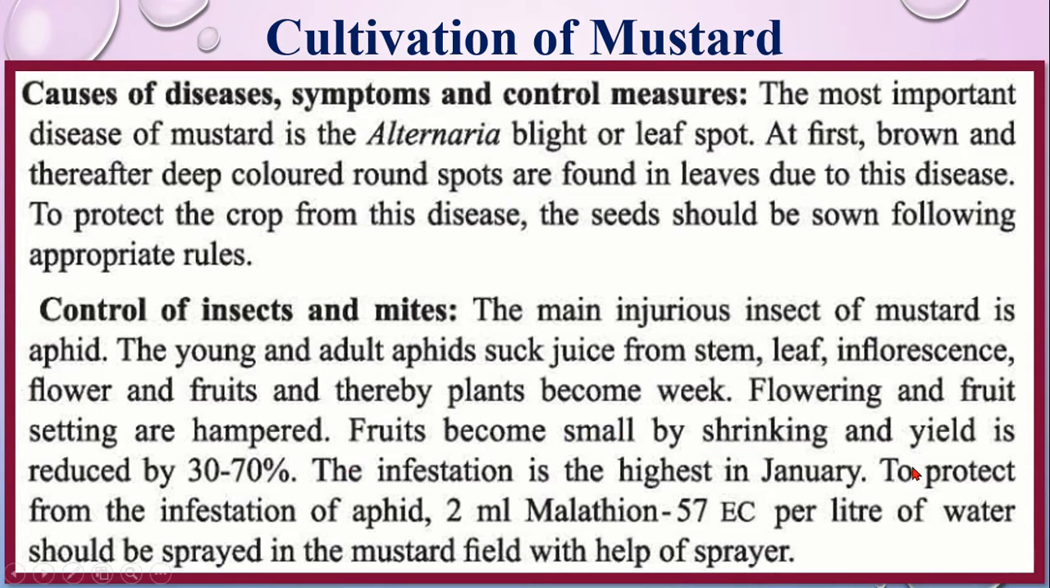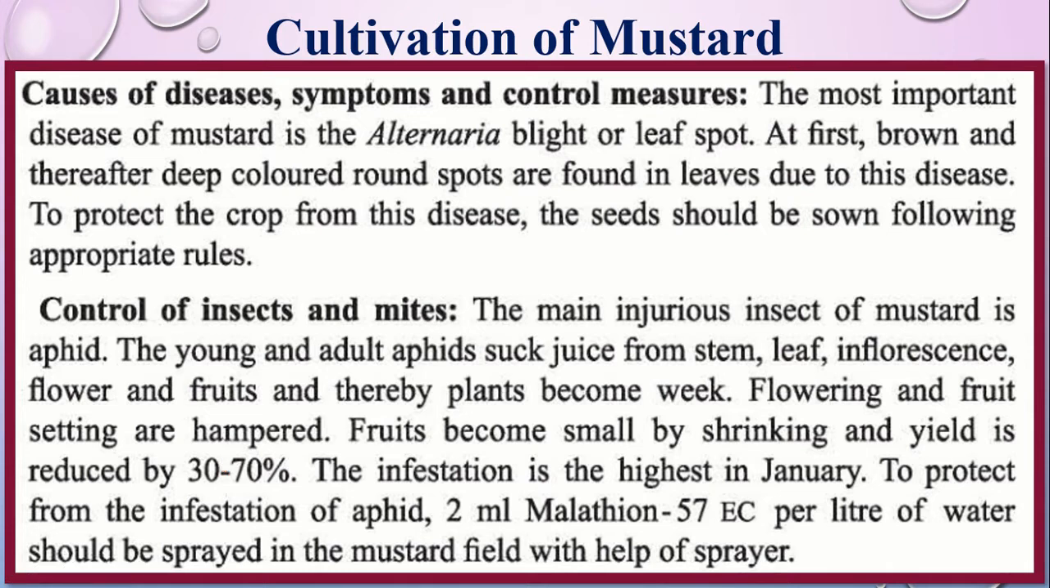So flowering and fruit settings are hampered. Fruits become small and shrink, and production will decrease by 30 to 70%. So underline this one in your textbook and memorize this one. This one is very important for your MCQ.